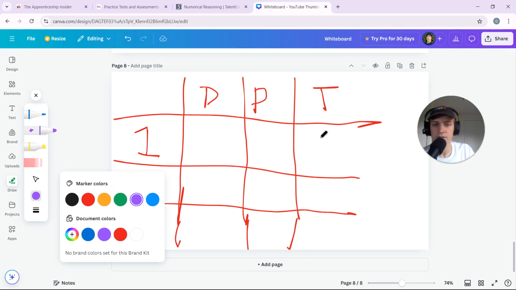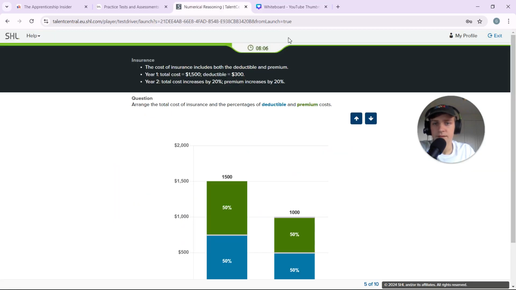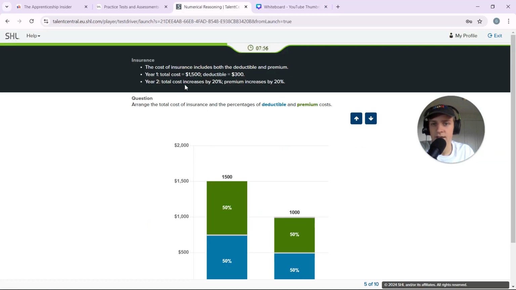Year 1 total cost is 1,500. Okay, 5. Right, and then the deductible is 300. And then the premium, therefore, because these must all add up, 300 plus 1,200 is 1,500, so that must be 1,200 there. Let's look at the next one.